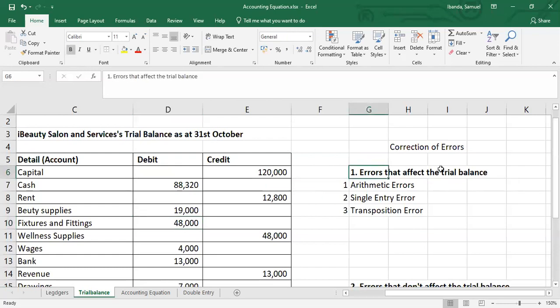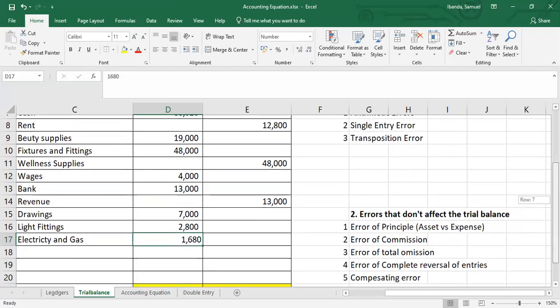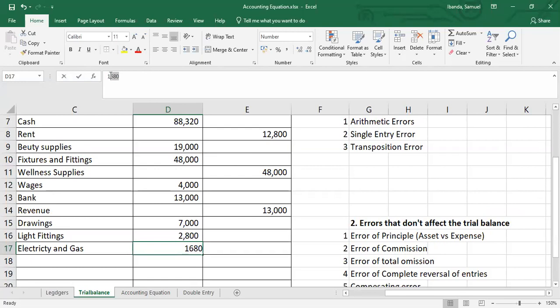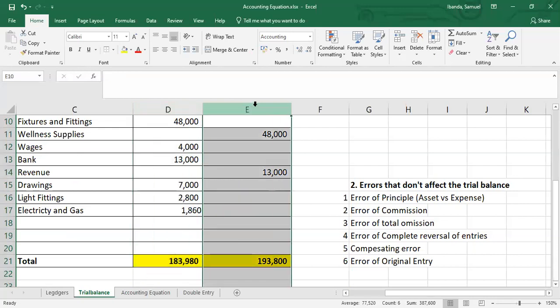Errors that affect the trial balance are also errors that can be detected by the trial balance. Once you bring your things here, for example, when you come to electricity and gas, this will be totally different. Maybe even transferring it here, you transfer it as 1860, and that would mean that your trial balance will get even worse in balancing. Ideally, as an accountant, you cannot proceed to prepare your financial statements if these two sides are not balancing.